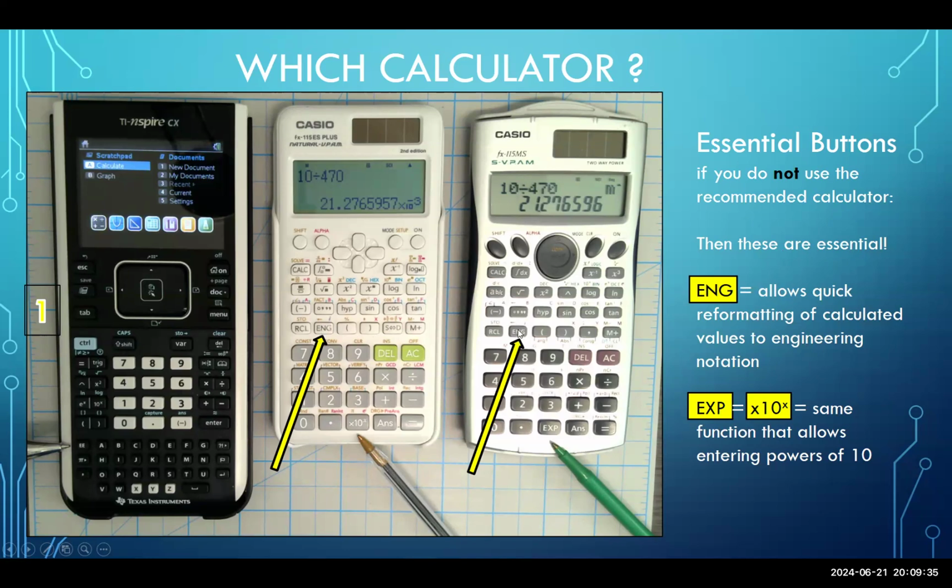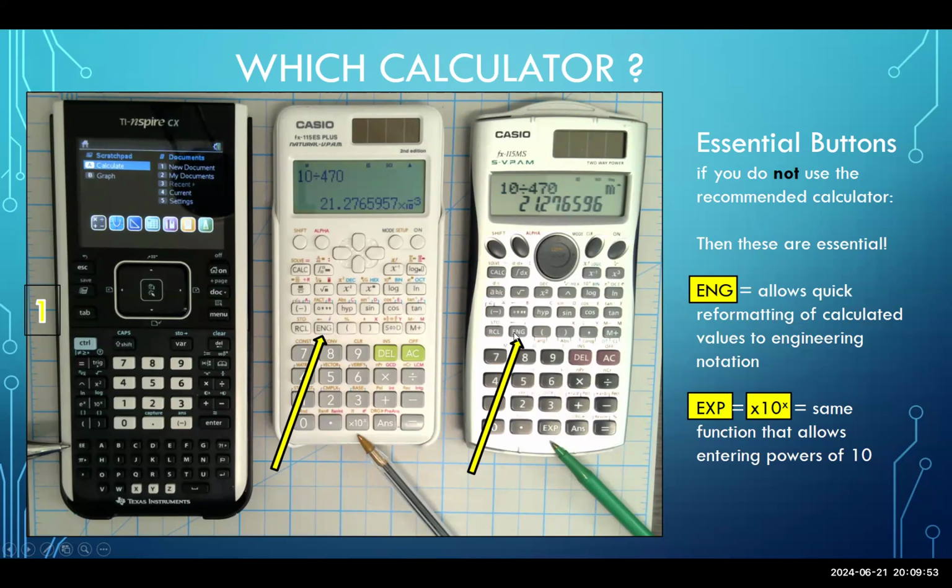Now, sometimes ENG is written above the button, which means you have to hit a shift before you hit the ENG function, which is above a physical button. But ideally, ENG is its own separate button, as shown in both of these calculators here.